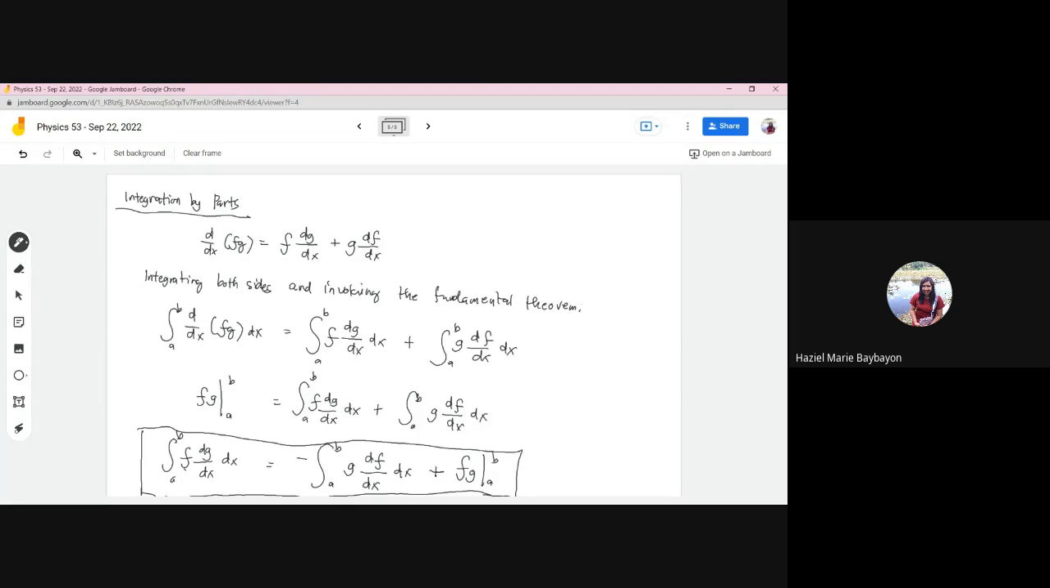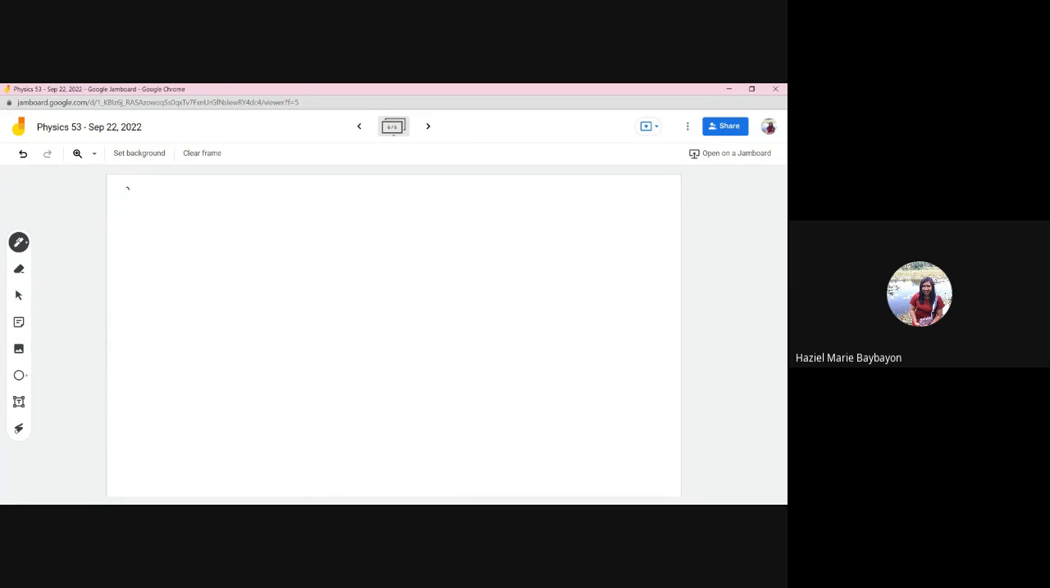Okay, so for example, we have here an example, class. Let us evaluate this integral. We have the integral of x e to the minus x dx from 0 to infinity. Okay, so we will integrate this using integration by parts.